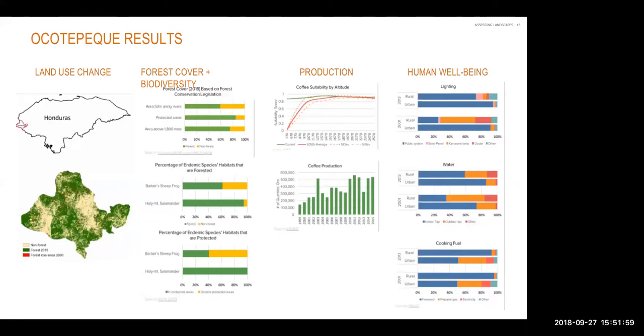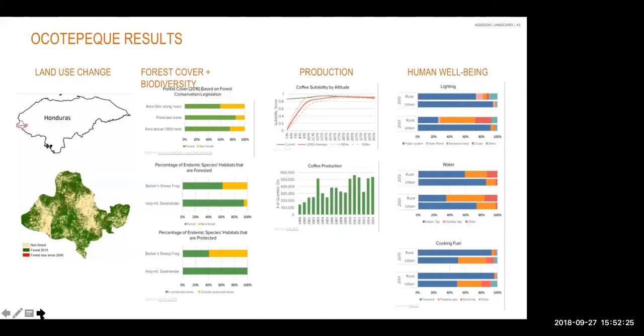And so we look at this from a point of view of, is the legislation effective? Where are we losing forests? And so that's what that first top graph in the forest cover and biodiversity piece shows in terms of where are we losing the forest. In the protected areas, not as much, but in areas along rivers, we're actually losing quite a bit of forest. And so there's some reforestation potential there.